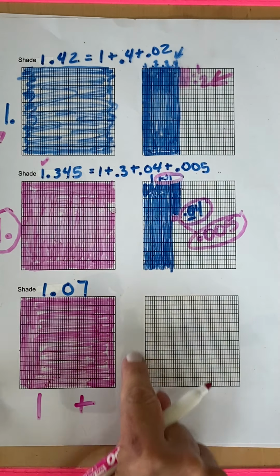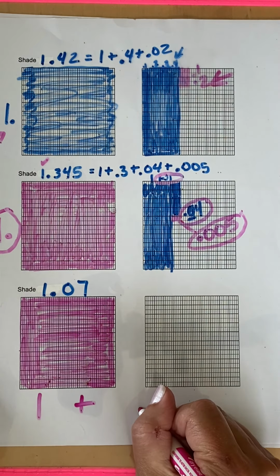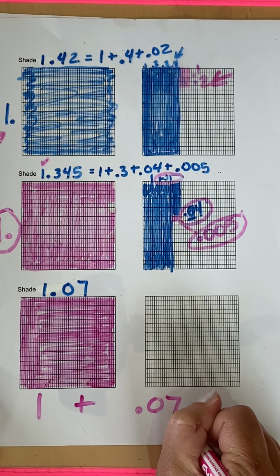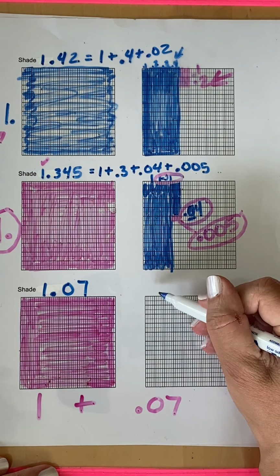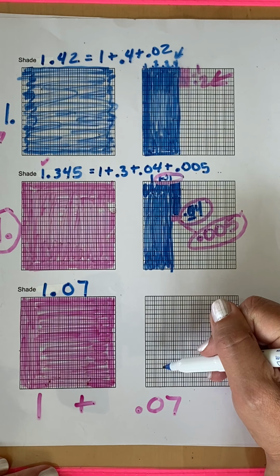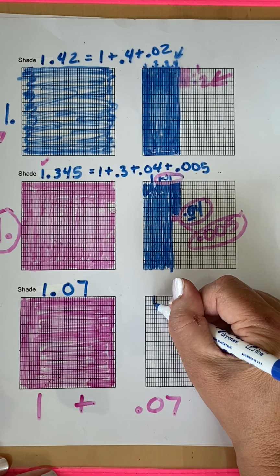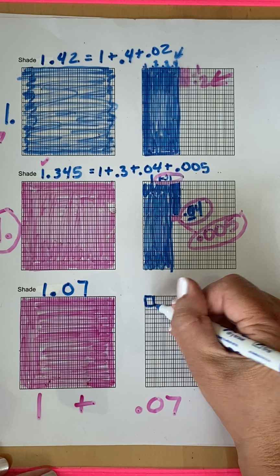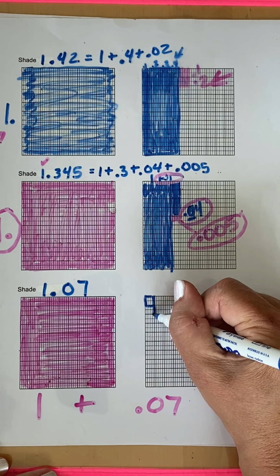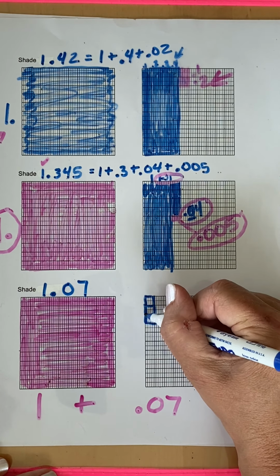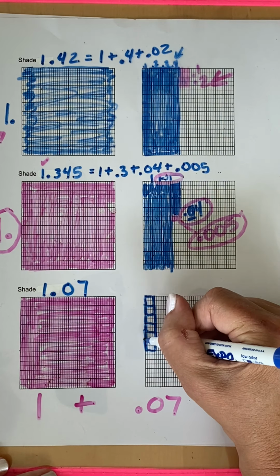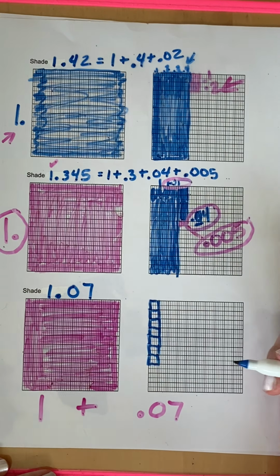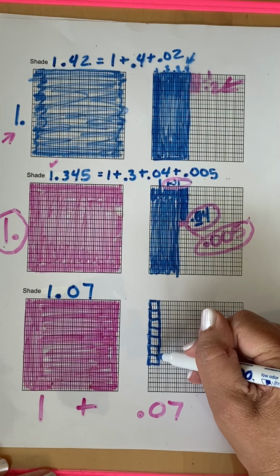Plus, the only part I have over here is going to be 7/100. Now, we have to pay close attention here because I don't have any tenths. I'm not coloring any columns this time, or rows. That's 1/100. Remember, each box is 1/100. So there's 1, there's 2, 3, 4, 5, 6, and 7. So there are my 7/100.